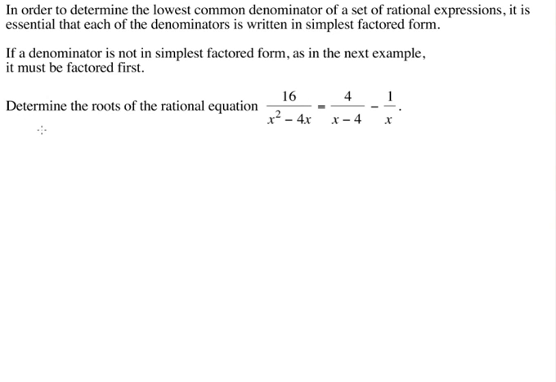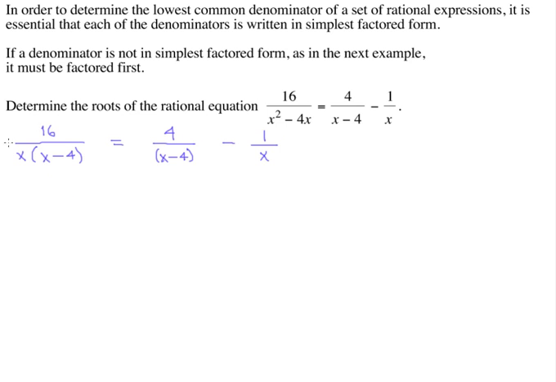If we factor our denominators, x squared minus 4x factors to x times x minus 4, and our next term has x minus 4. So these two have something in common. And our last expression also has something in common with the first one. So these two both have x minus 4, and these two both contain x.